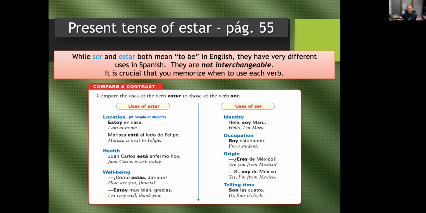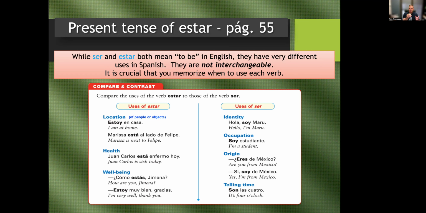This honestly, this concept could take months and months and months to really explain because there are so many nuances, but I'm going to give you a cursory, going to give you enough to dig into it and to understand, for the most part, when to use ser and when to use estar. Now, this comes from the book, and I just made one correction here under the uses of estar, because it says location, and I added in there in parentheses of people or objects.